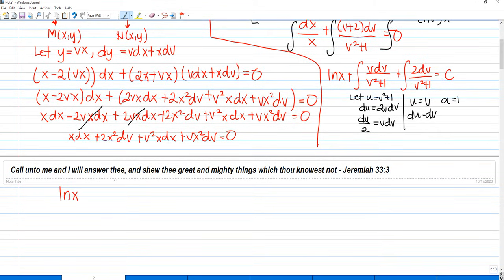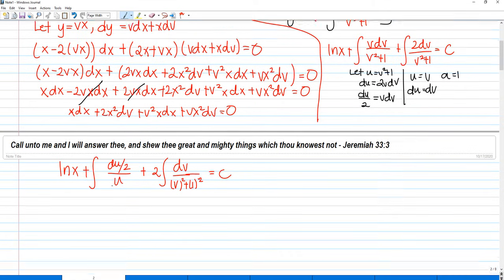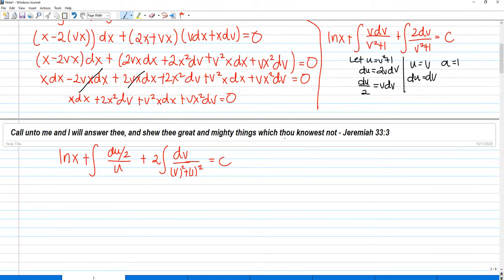So we have ln of x plus the integral. It's time for substitution. v dv is du over 2, over u. Plus, I can factor out 2 outside of the integral sign so that we have dv over v squared plus 1. When we have the integral of arctan, we know that the integral of du over u squared plus a squared, where a is any constant, is 1 over a arctan of u over a.